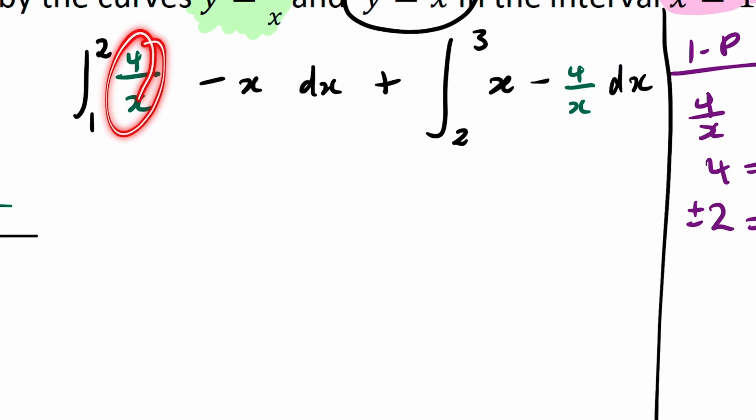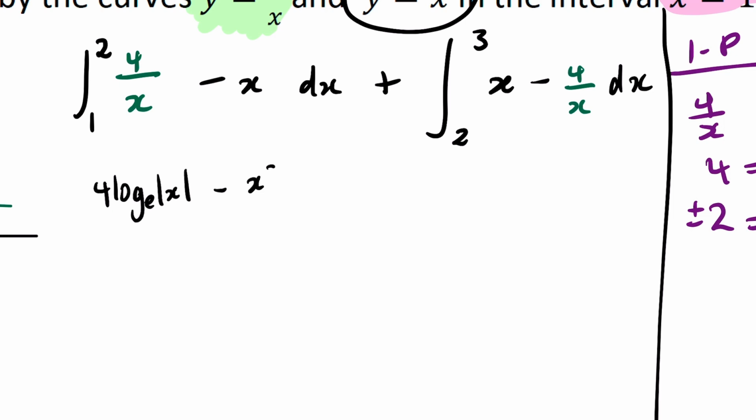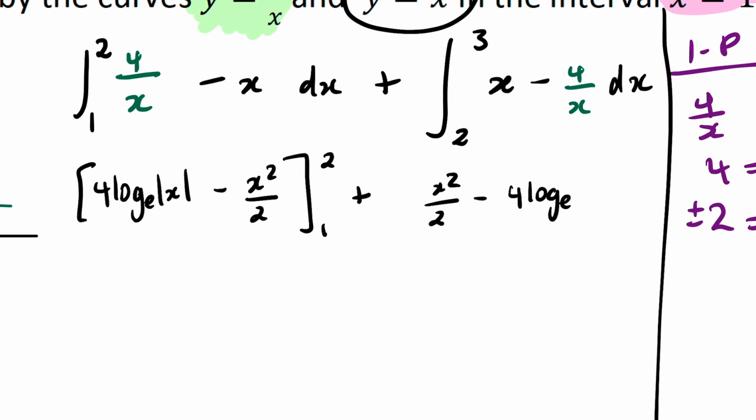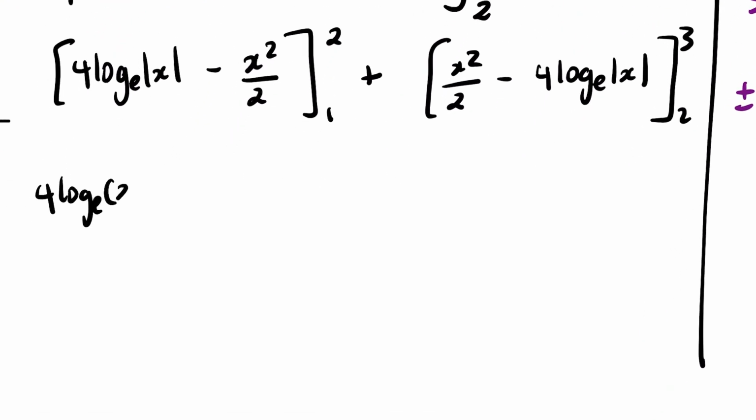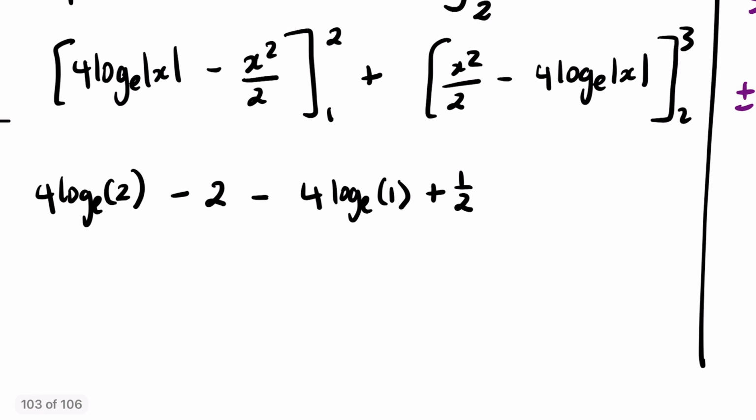Remember, 4 on x turns into a log. So that's going to be 4 log e x minus x squared on 2, between 1 and 2, plus, and this time what's going to happen, it'll be x squared on 2 minus 4 log e x, between 2 and 3. All right, substituting stuff in, so that'll be 4 log e 2 minus, I'll just do this in my head, 2 squared is 4, divided by 2 is 2. When I substitute the 1 in, that's going to become a 0, but I'll write it out anyway. Minus minus becomes a plus, and then that becomes a half there. So that's for our first one.